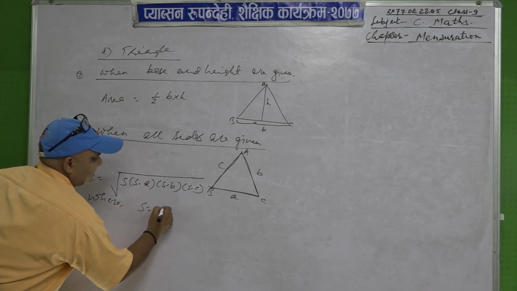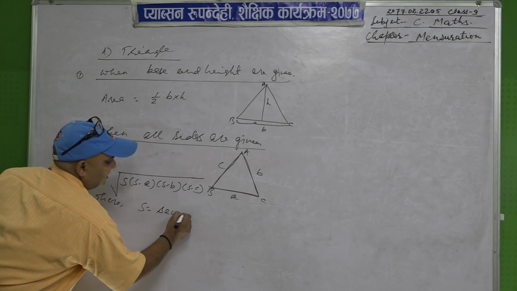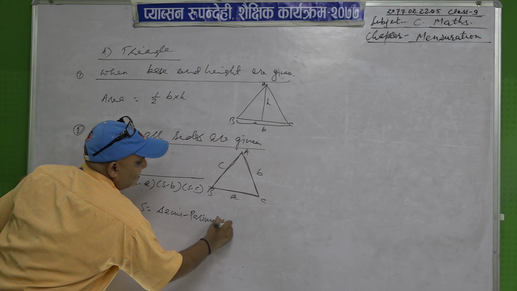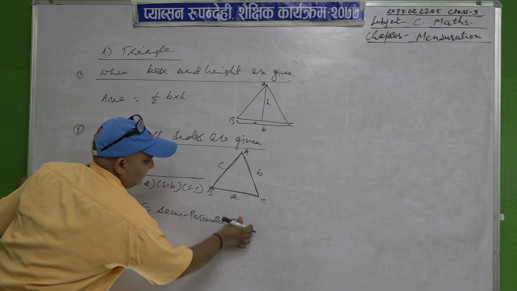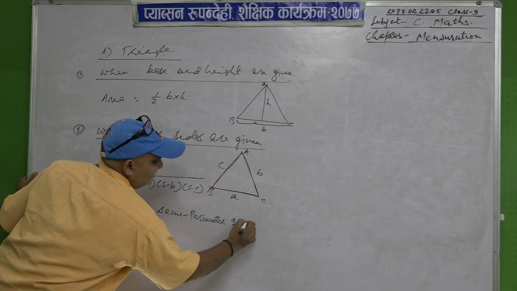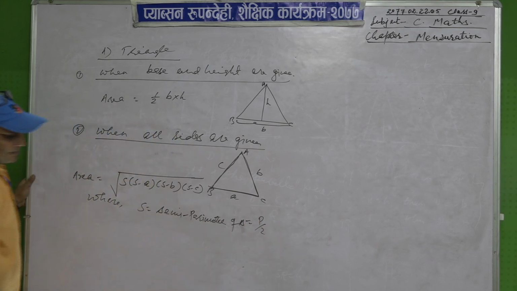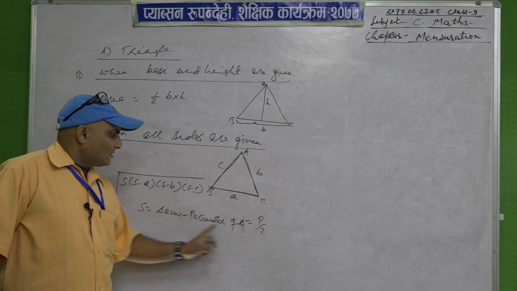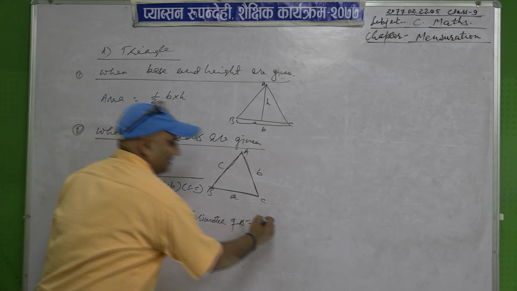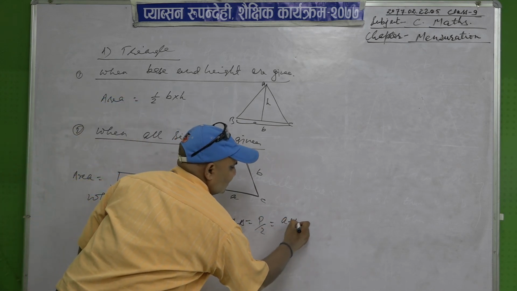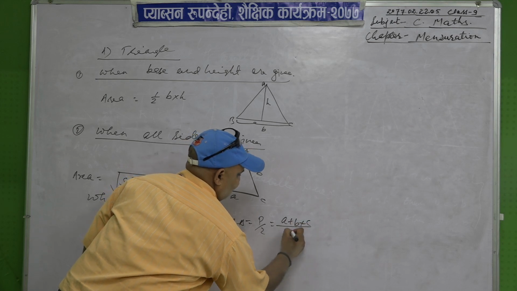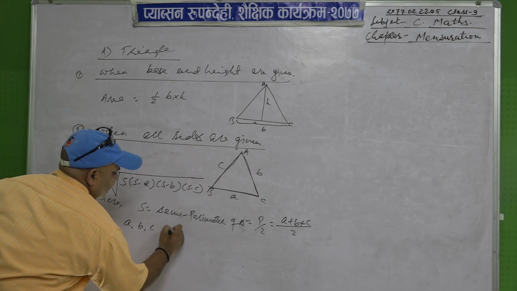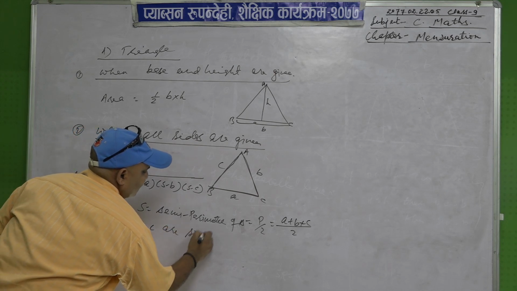S is for the semi perimeter of the triangle, or P by 2. S means the semi perimeter of the triangle, and this is equal to A plus B plus C divided by 2, and A, B, C are the sides of the triangle.